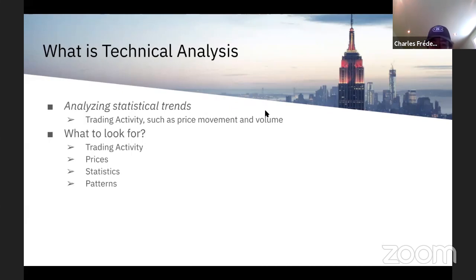So what is technical analysis? Technical analysis is evaluating investments by identifying trading opportunities with statistical trends. You're using price movement, trading activity, volume, and graphs to look at how a company is doing, analyzing solely on patterns, statistics, prices, and trading activity. It can be used on any security with historical trading data, like stocks, futures, commodities, currencies.